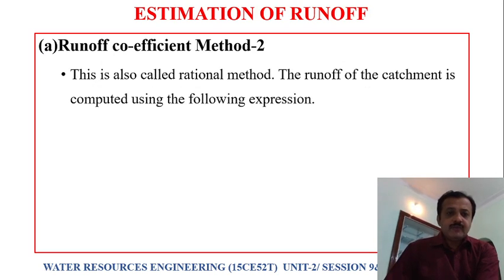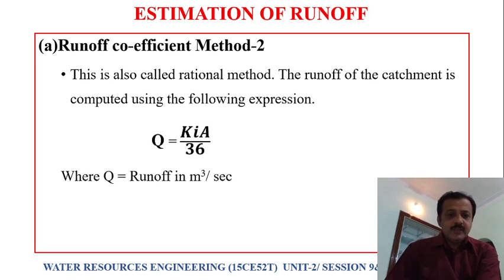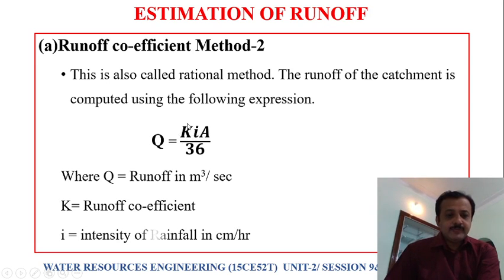Next, there is another method called the runoff coefficient method, Method 2. So Q is equal to KIA divided by 36. This is another formula. In this formula, Q is equal to runoff in meter cube per second, and K is called the runoff coefficient. There we had C, here we take K. I is intensity of rainfall.